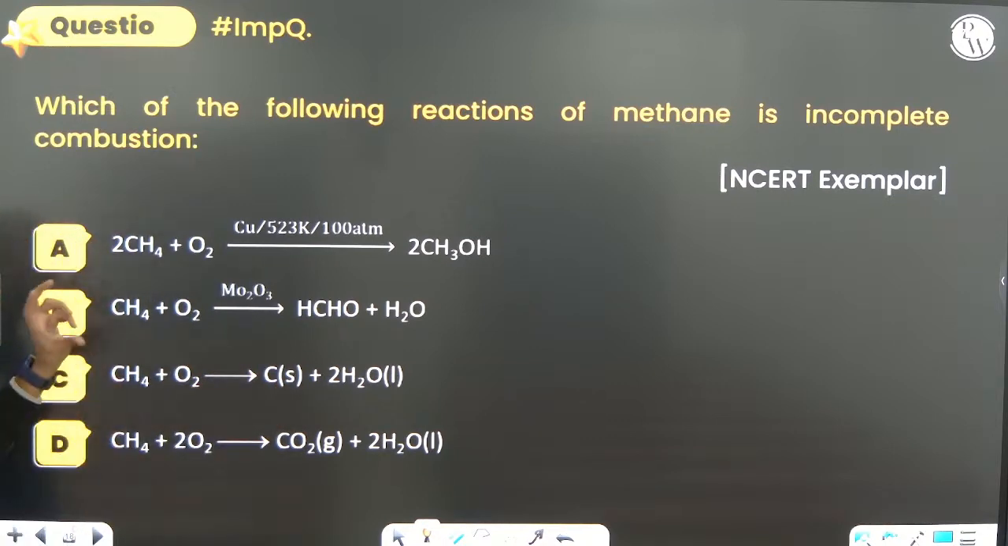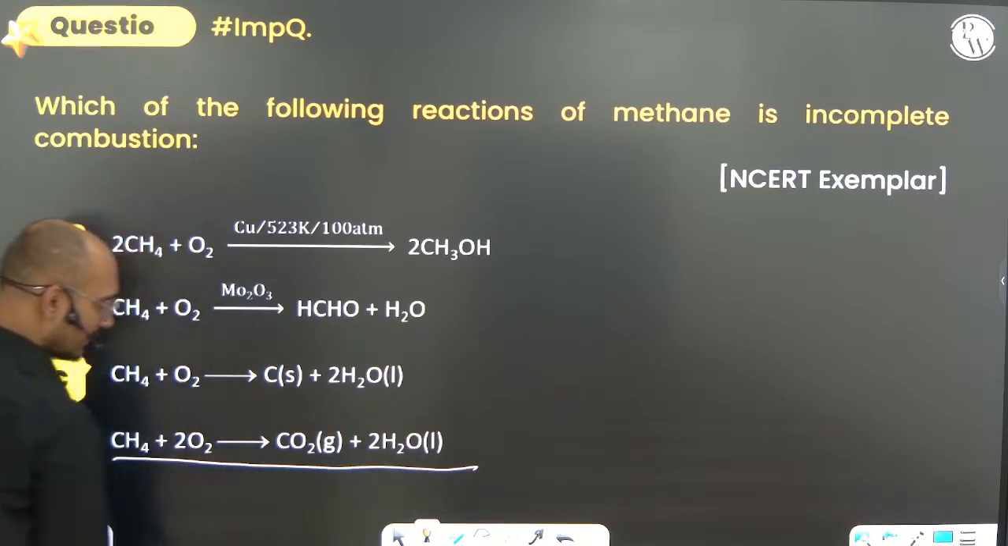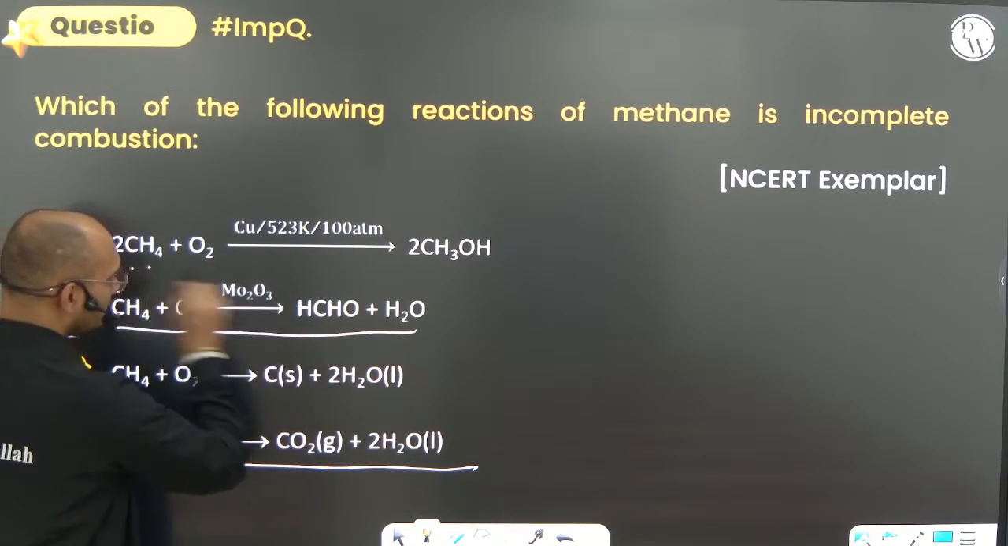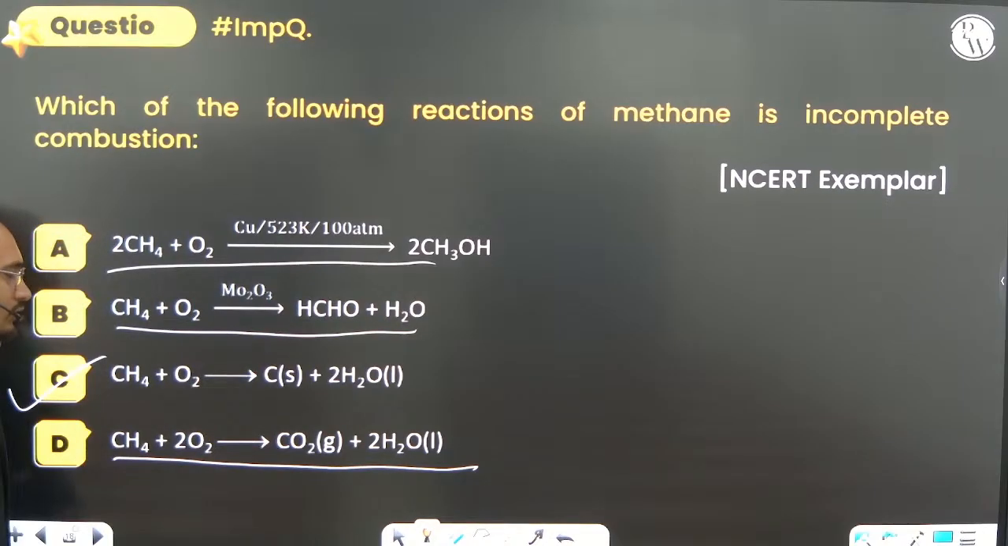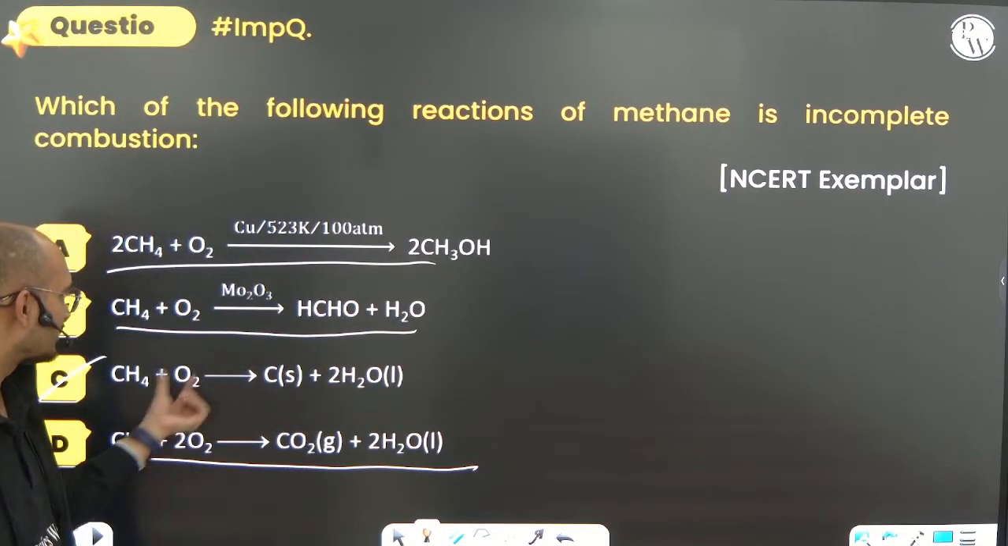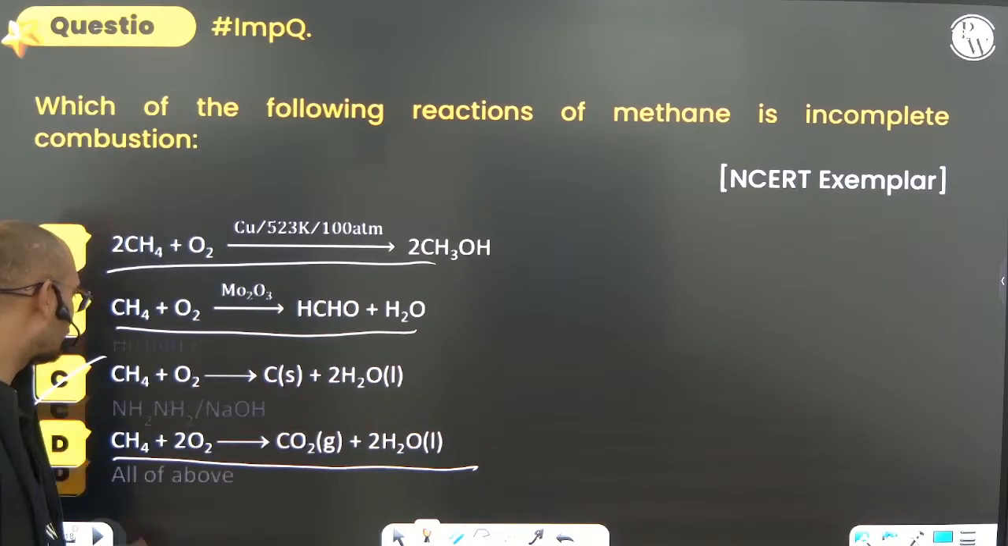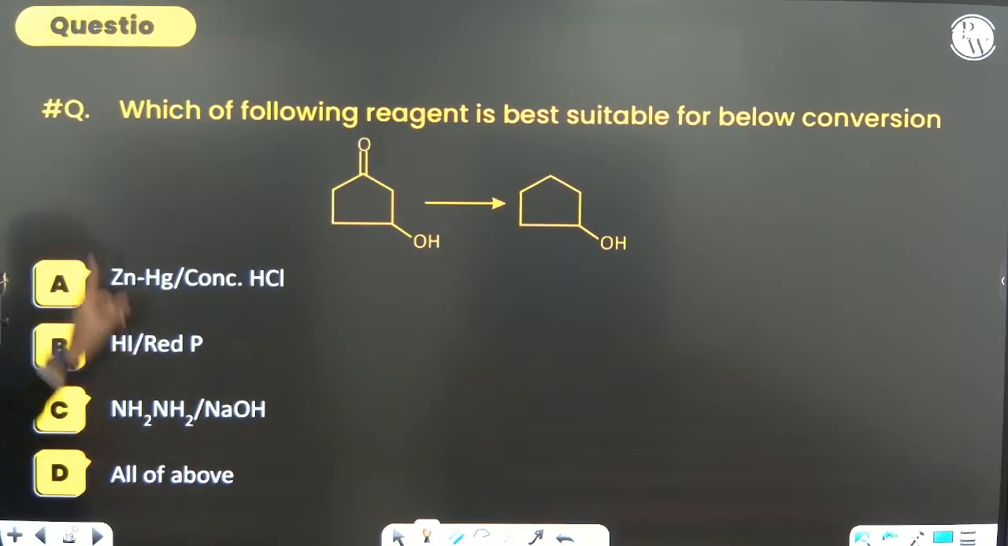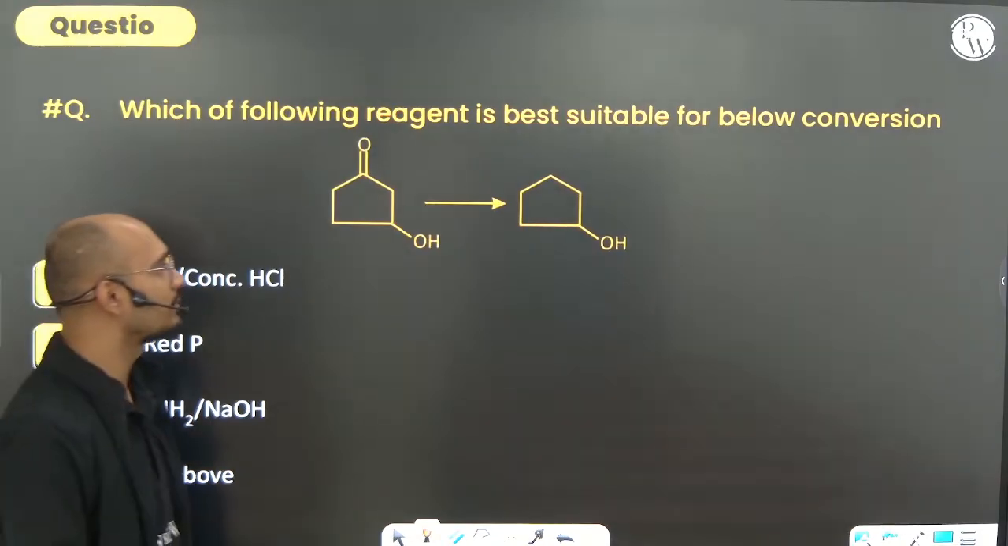Acha, which of the following reactions of methane is incomplete? So of course here what is happening? There it is complete. Acha, here it is asking for incomplete. So CH4 plus O2 converting into C plus H2O. Because it is not giving carbon dioxide, therefore it is incomplete combustion. Which of the following reagents is best suitable for the below conversion?